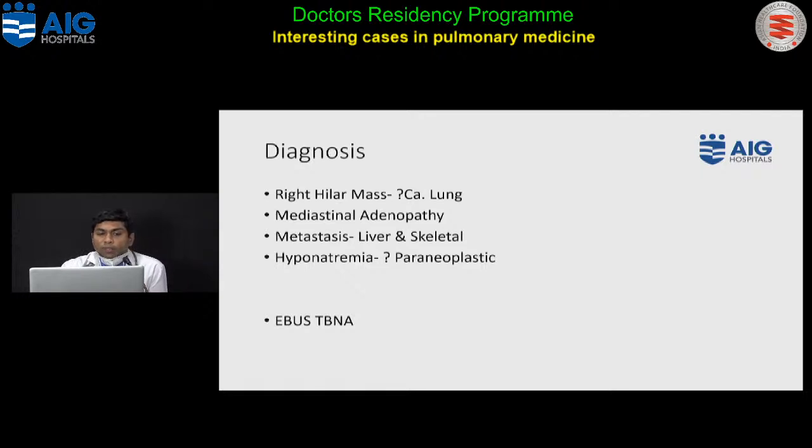So we did an EBUS for this patient, and again found that the patient was having malignancy. It's a small cell carcinoma of the lung. So this patient, the presentation is important. This patient presented with just nausea and anorexia and some weight loss, and the sodium was low.